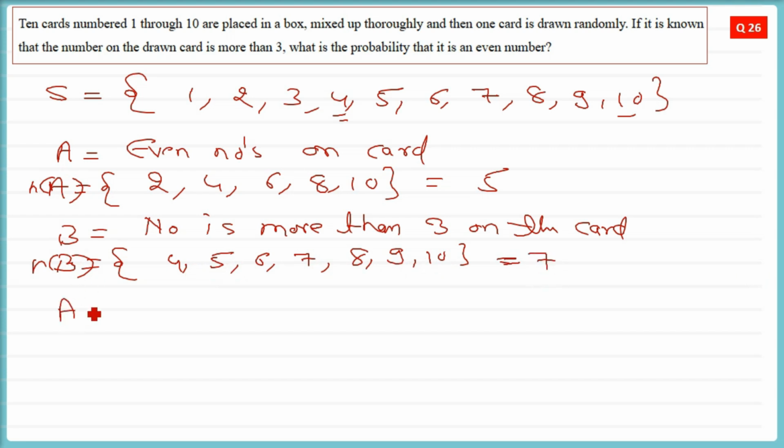Now we have to find out the intersection here. A intersection B. How many values are common in both the sets? It will be 4, 6, 8 and 10. So number of elements in A intersection B is 4.